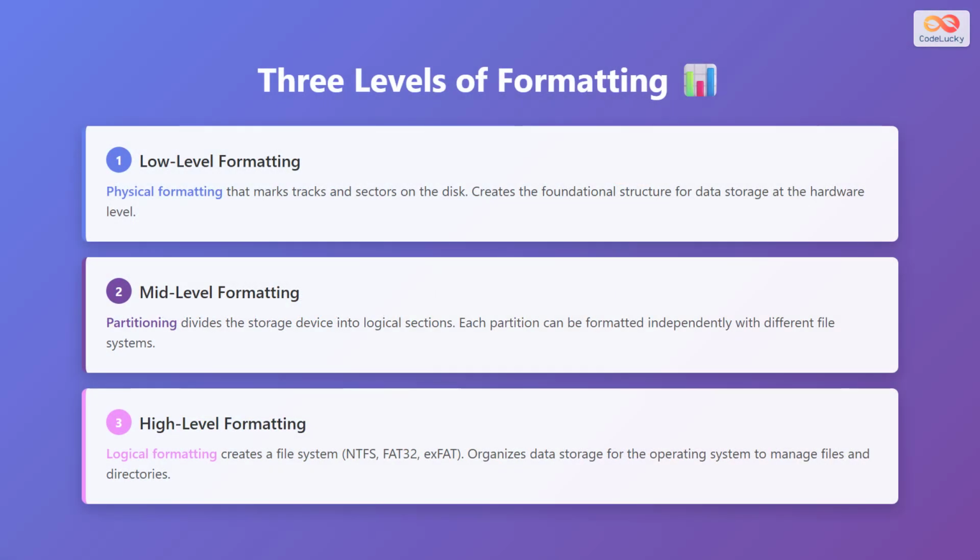Formatting happens at 3 distinct levels. First is low-level formatting, which is physical formatting that marks tracks and sectors on the disk. This creates the hardware foundation for data storage.